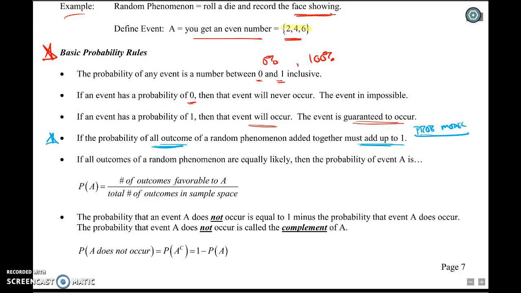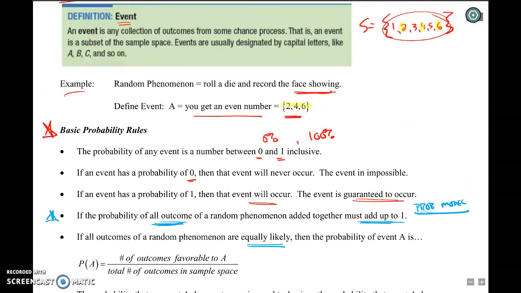If all outcomes of a random phenomenon are equally likely, then the probability of event A is as follows. Most people think of this when they think about probability. That's a theoretical probability if you have equally likely outcomes. The probability of event A, this is the notation we use, is the number of outcomes that are favorable to A divided by the total number of outcomes.